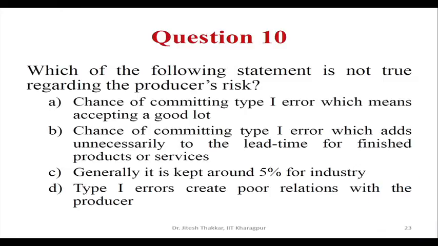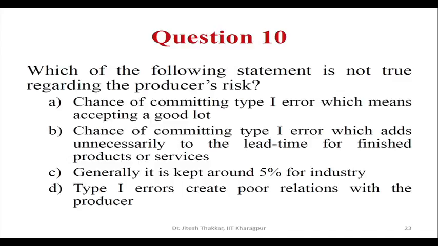Question 10. Which of the following statements is not true regarding the producer's risk? So, you are given 4 options. A. Chance of committing type 1 error, which means accepting a good lot. B. Chance of committing type 1 error, which adds unnecessarily to the lead time for finished products or services. C. Generally it is kept around 5% for industry. And D. Type 1 errors create poor relations with the producer.